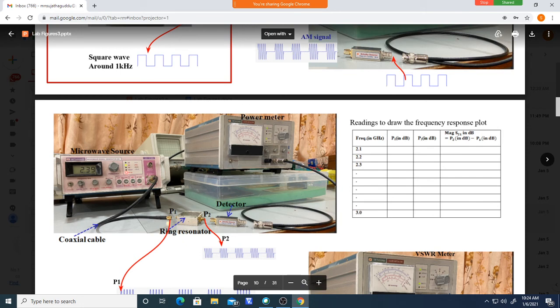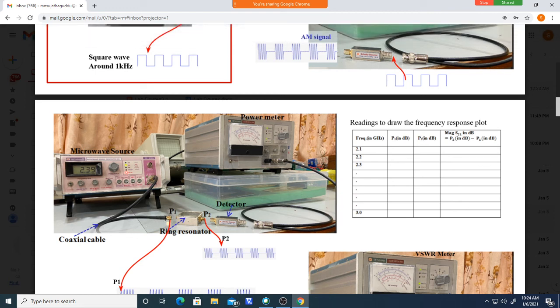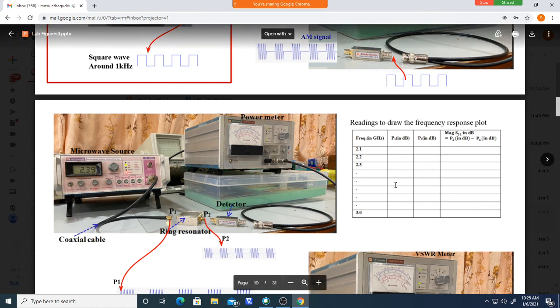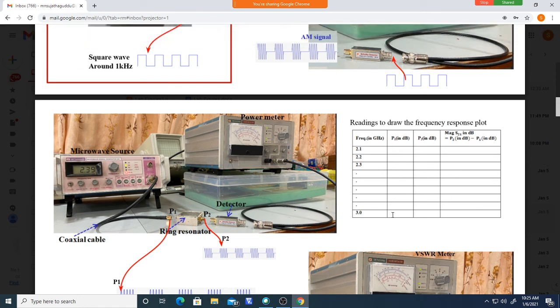Actually if you keep this knob at some position, the output P1 should not change. But the detector may not be a good one. If the frequency changes, this power may change. That's why you have to take this at different frequencies. So that is P1 here.